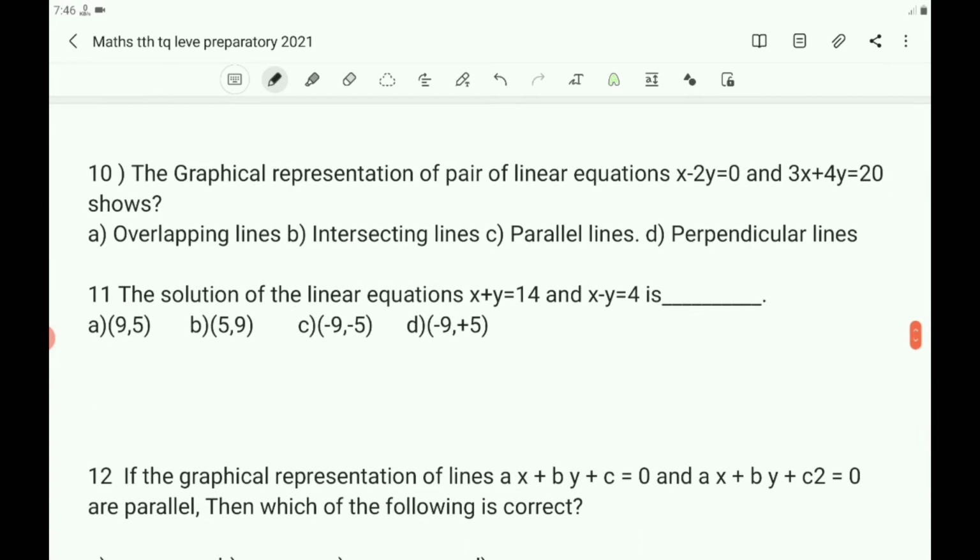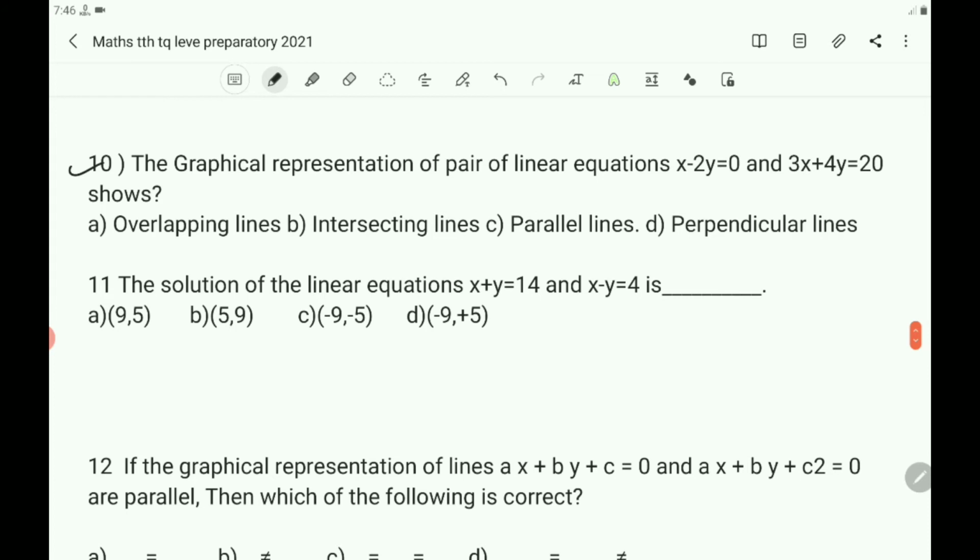Next, you take the 10th question. The graphical representation of the pair of linear equations x minus 2y equals 0 and 3x plus y equals 20 shows.